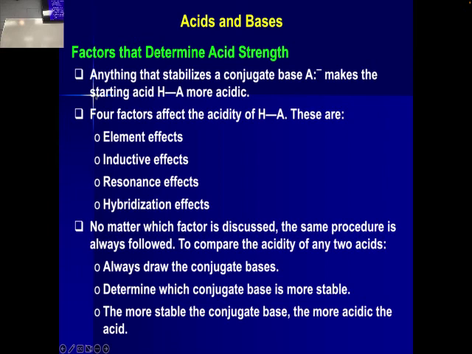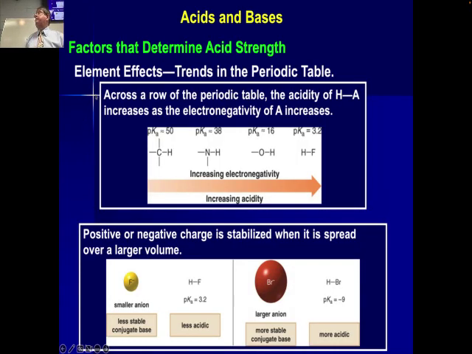The more stable the A minus, the stronger the HA. That's the take-home message here. And if A minus is more stable, is that the conjugate base? It is, the conjugate base. So the more stable conjugate base will come from the stronger acid. So the initial acid would be stronger if the conjugate base is more stable.